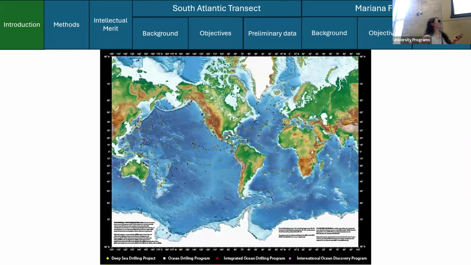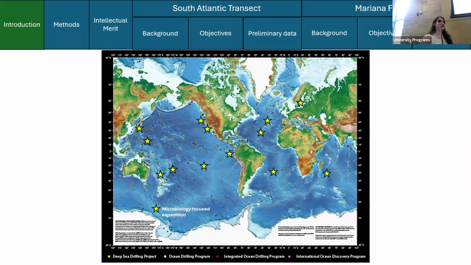And if you can see all these little dots on this map, that represents all of the sites that have been drilled for scientific ocean drilling by International Ocean Discovery Program, IODP, and all of its previous iterations. And what's important about this is that in nearly 60 years of scientific ocean drilling, only 4% of samples have been studied for microbial communities. And even fewer of those have looked at microbial fungal communities. So there's a lot to learn about the microbial deep subsurface.